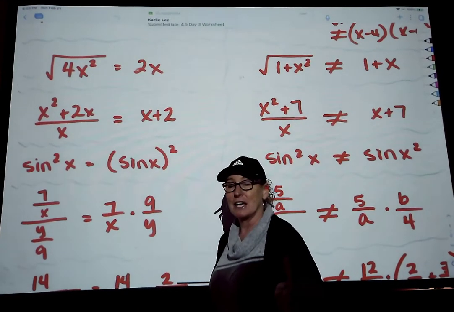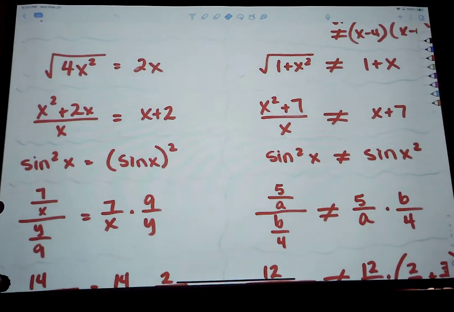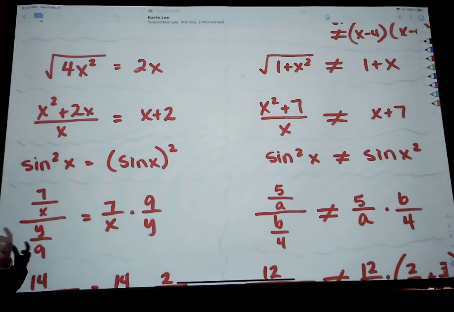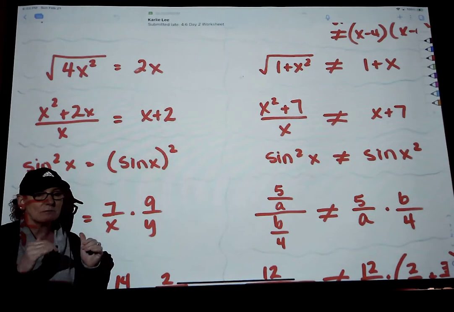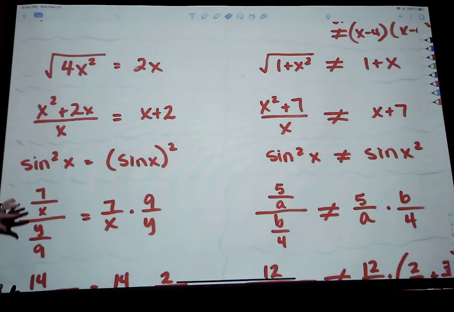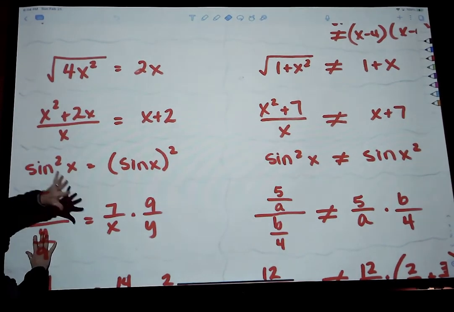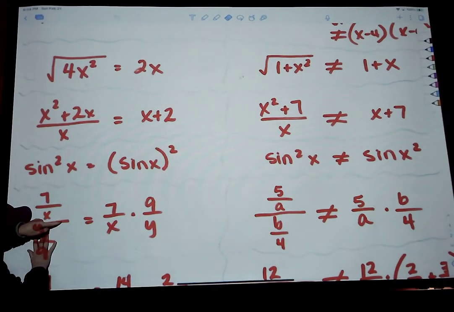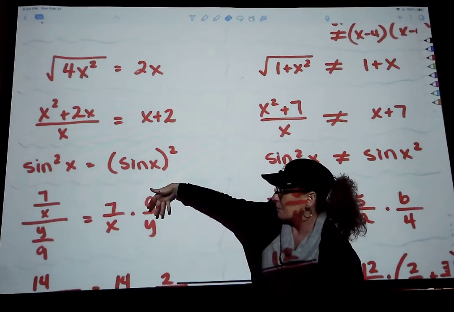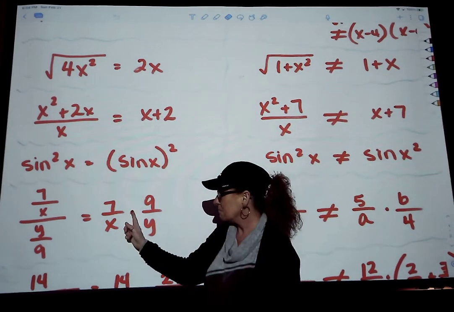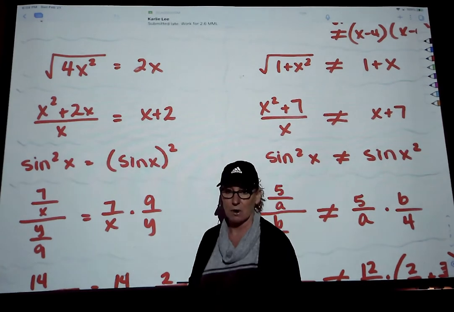Some of you are going to forget that you learned how to divide fractions in elementary school. I don't know what your elementary school teacher told you or his or her phrasing on dividing fractions. I like same, change, flip. So watch. Fraction divided by fraction. Same, change to multiplication, flip upside down. Same, change, flip it, and you get 7 times 9 over x times y.